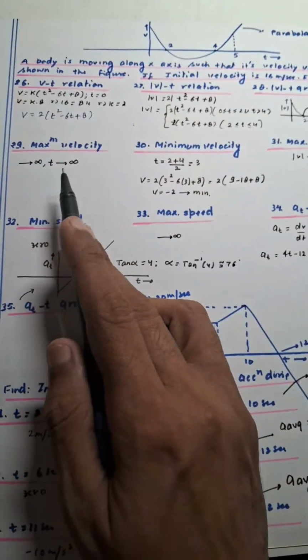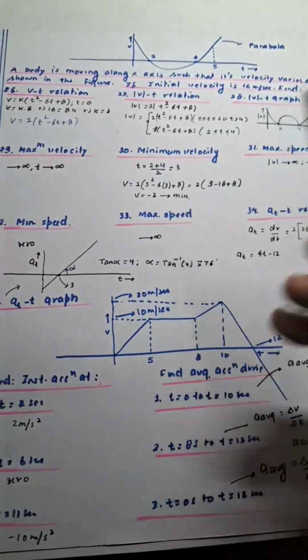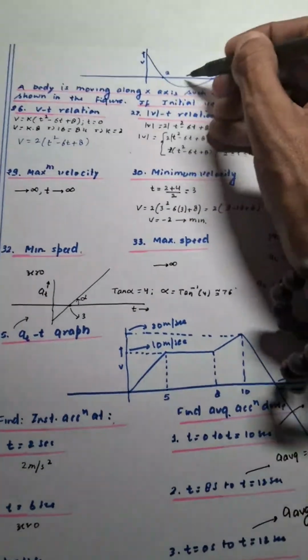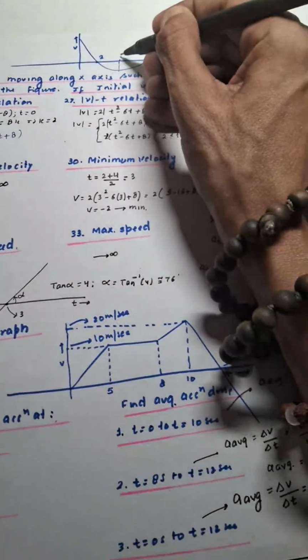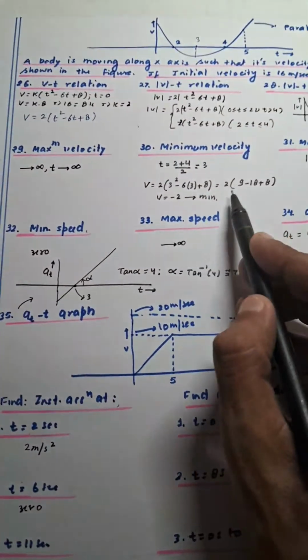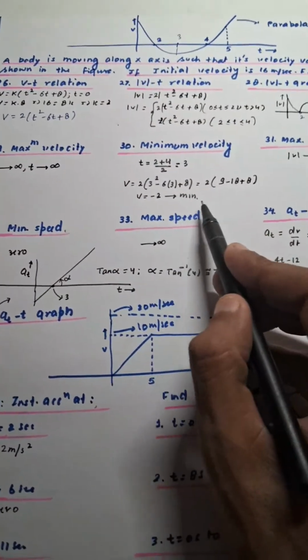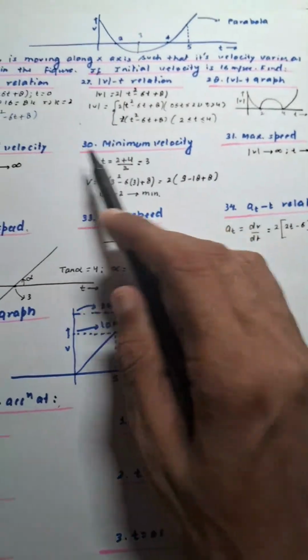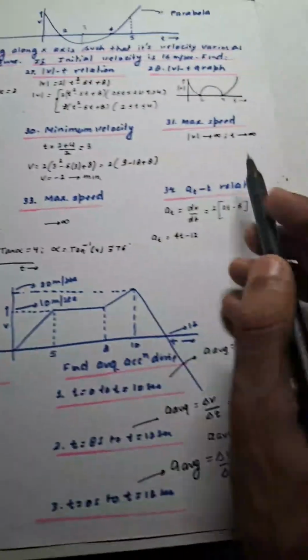So maximum velocity will tend to infinity. Then is minimum velocity. So we can certainly find that velocity will be minimum at the midpoint of 2 and 4, which will be 3 over here. So at t is equal to 3, v is equal to minus 2. So that will be the minimum speed. This is also a critical point, the minimum velocity.